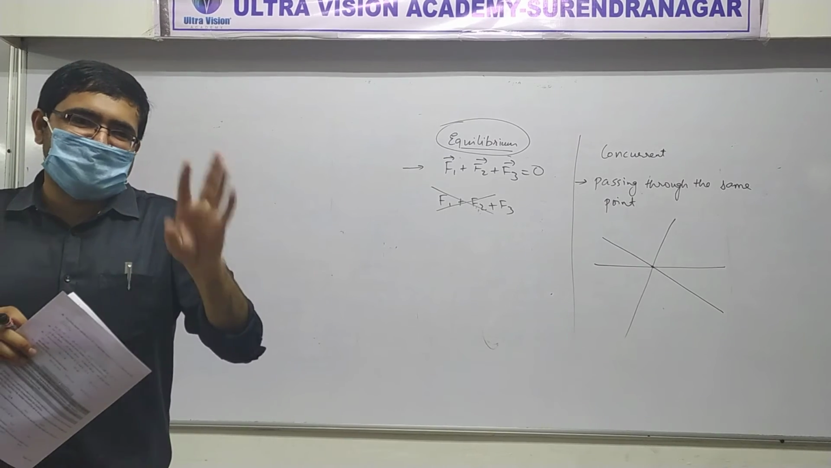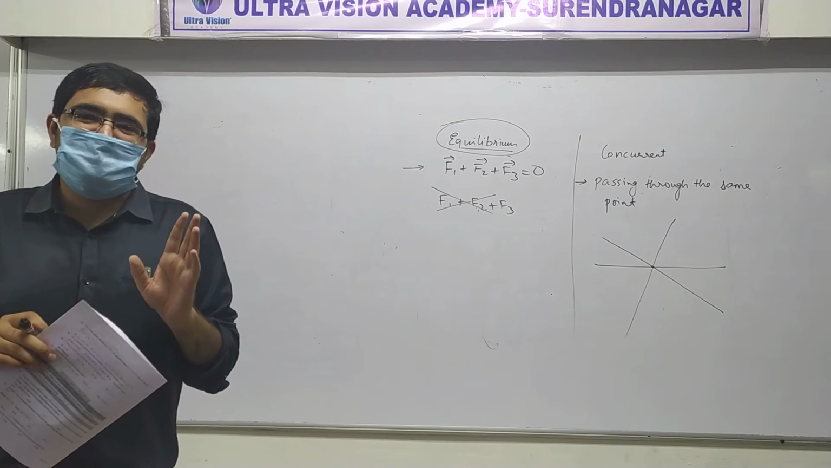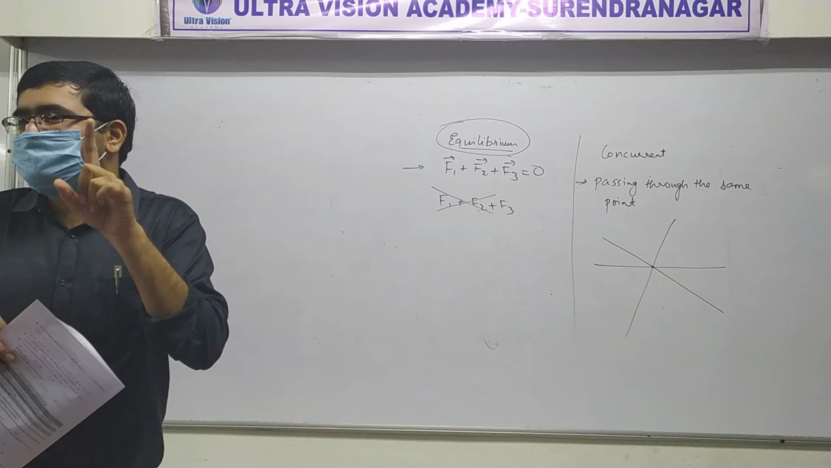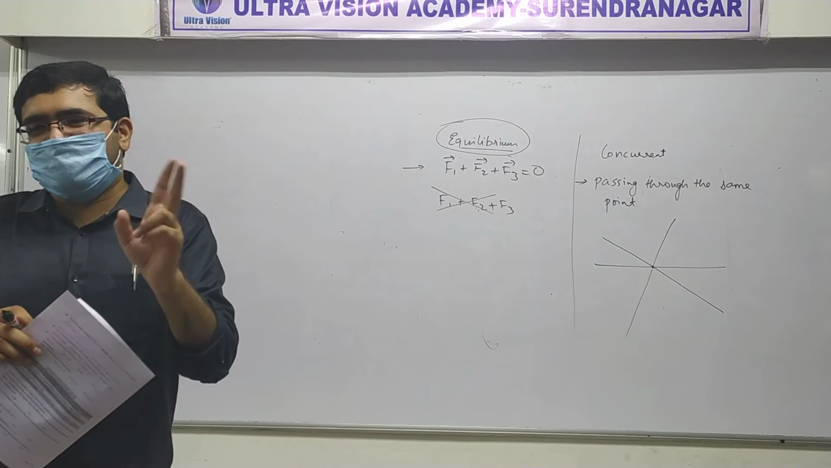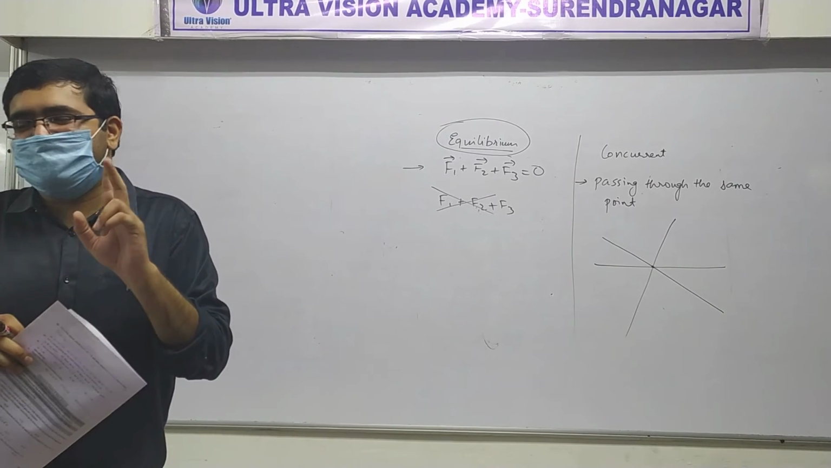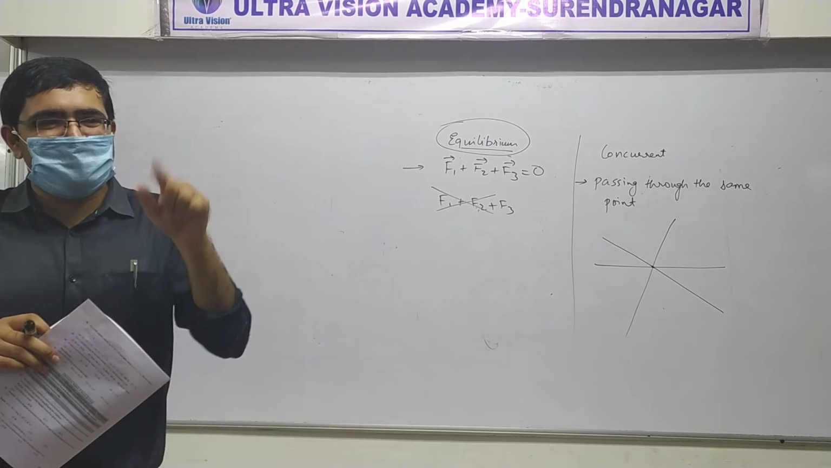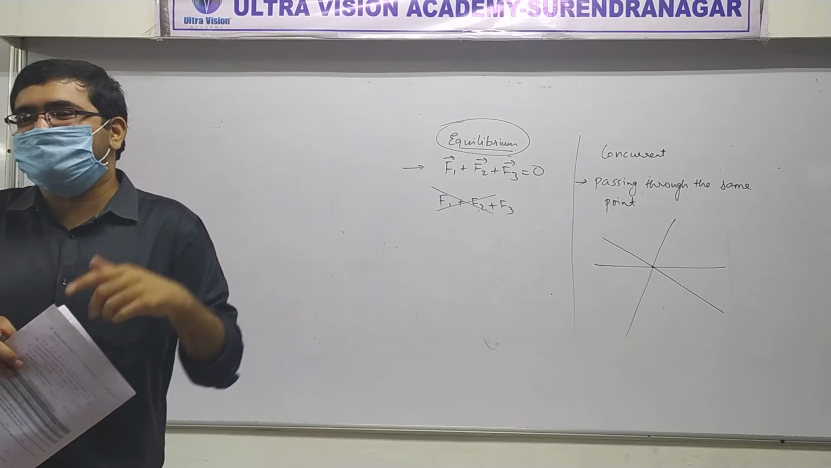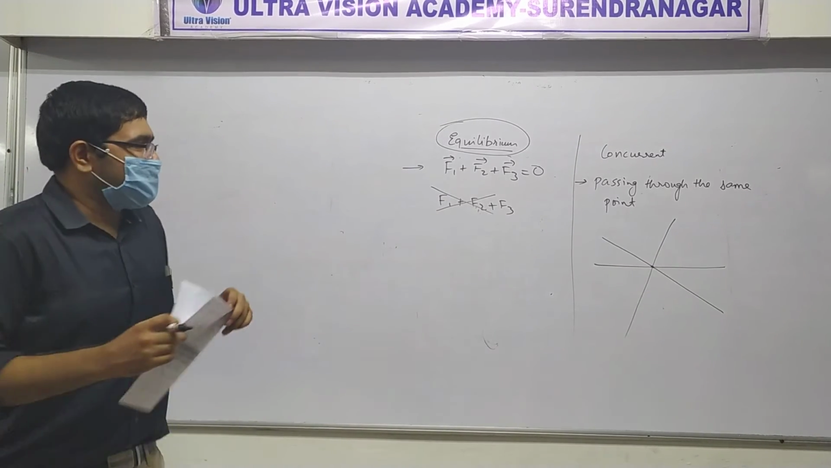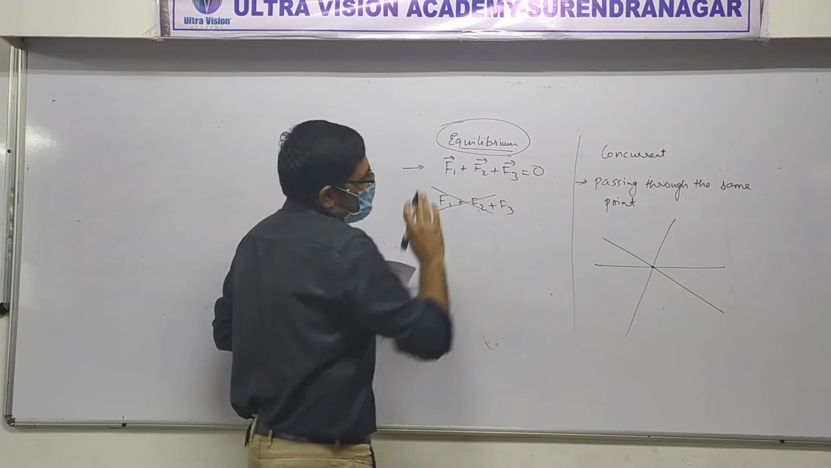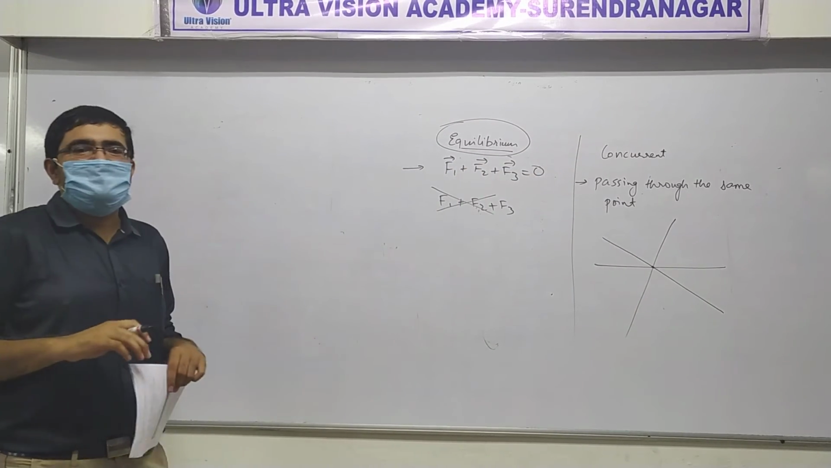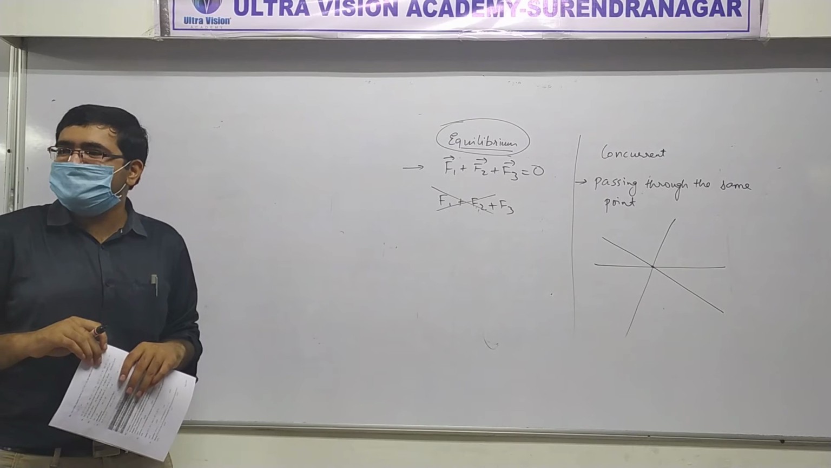There are two methods to add vectors. Which two? Triangle law and parallelogram law. By parallelogram law, how many vectors can you add? Two. By triangle law, by doing more steps, you can add as many as you want. Yes or no? Yes. So the total of the forces should be zero.